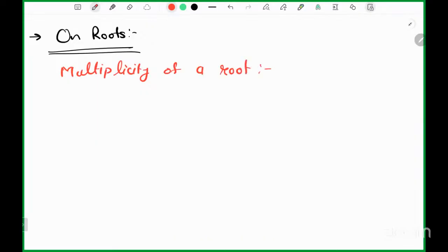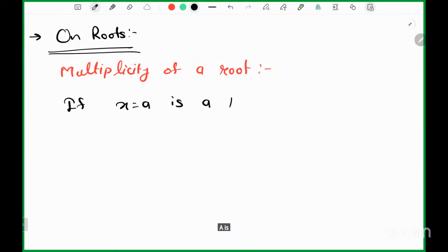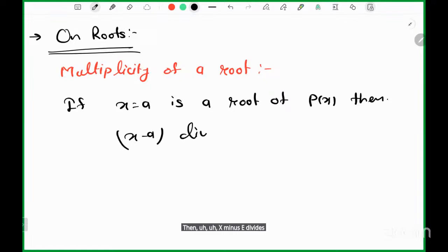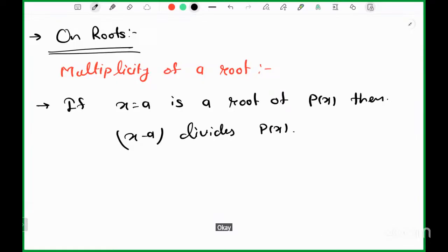Multiplicity of a root means, first of all, you guys know that if x equals a is a root of p of x, then x minus a divides p of x, right? This fact, I think it's clear. When x equals a is a root of p of x, then you can factor out p of x. So there will be a factor of x minus a in p of x, right? Is that clear? It's very easy.